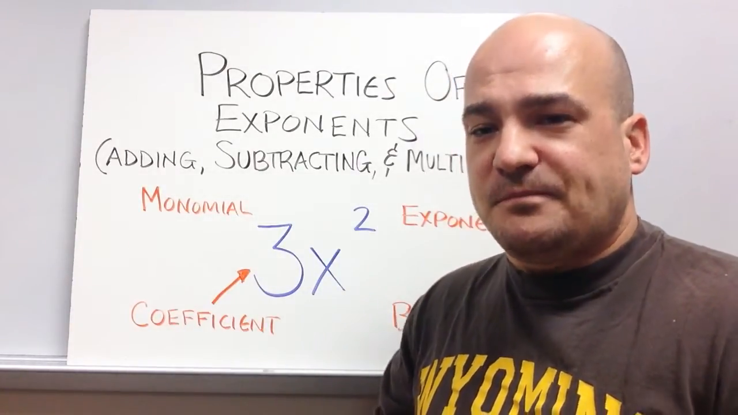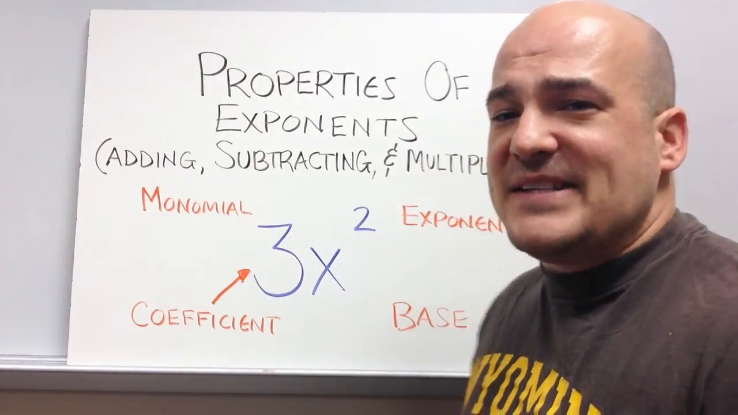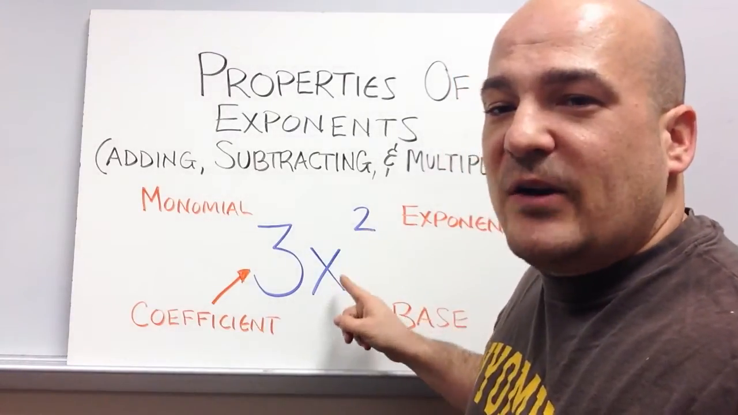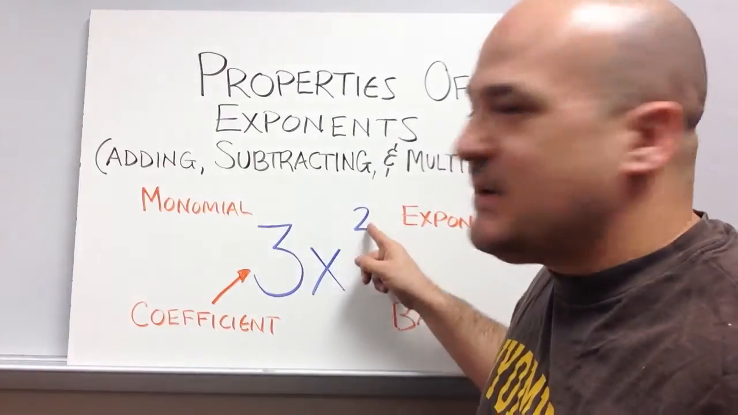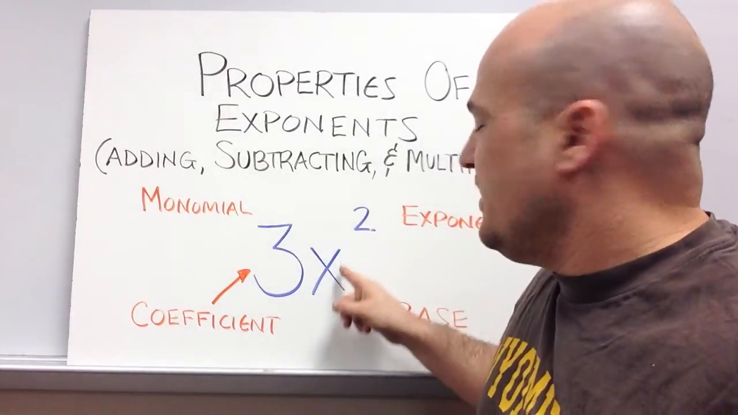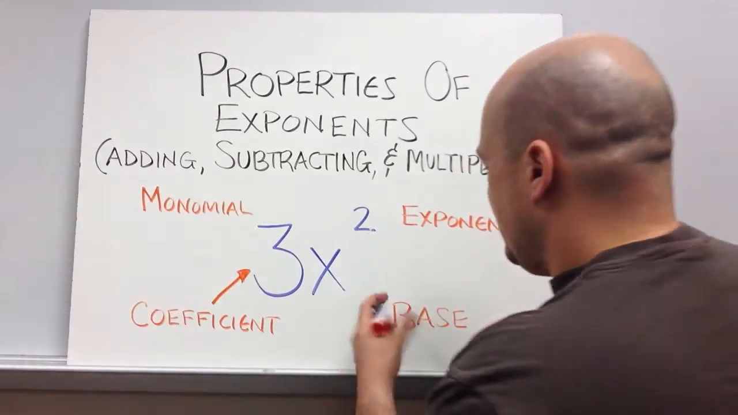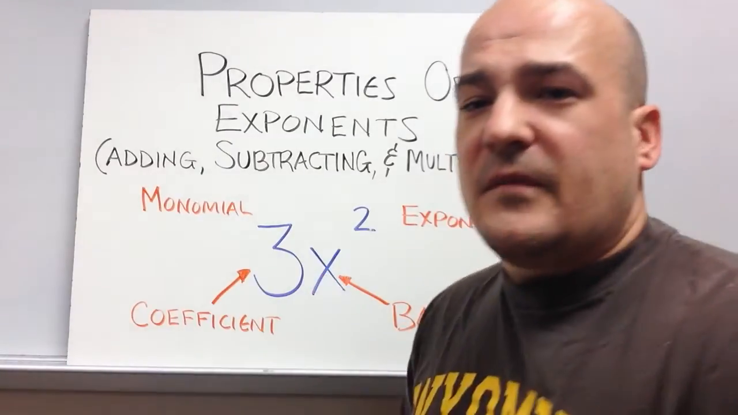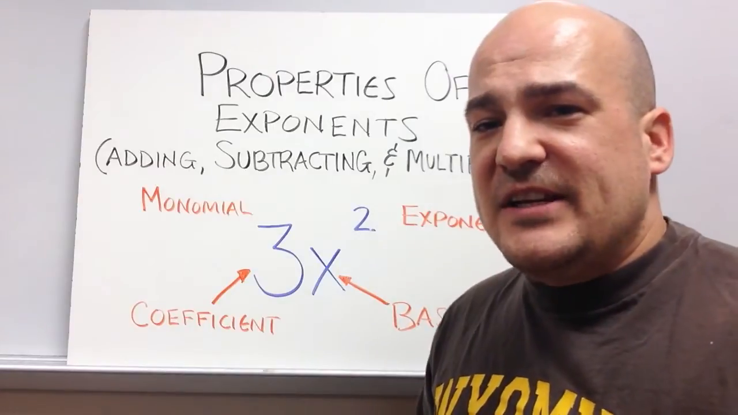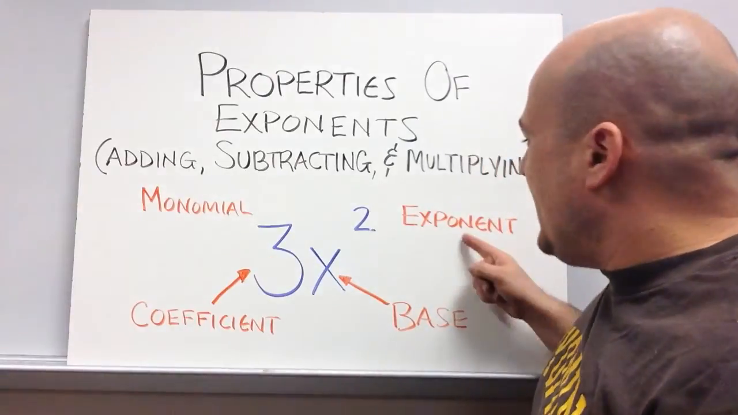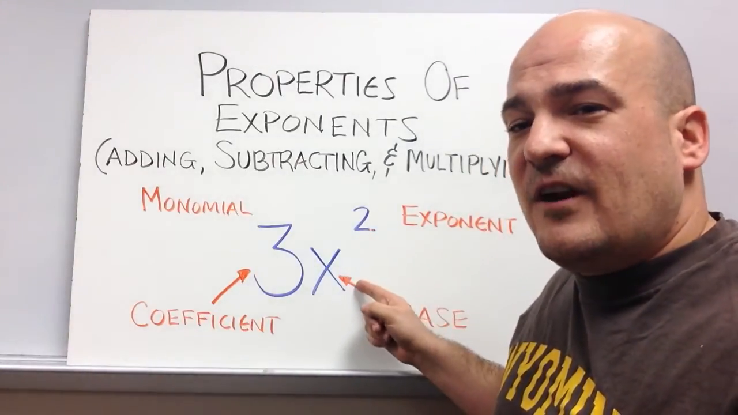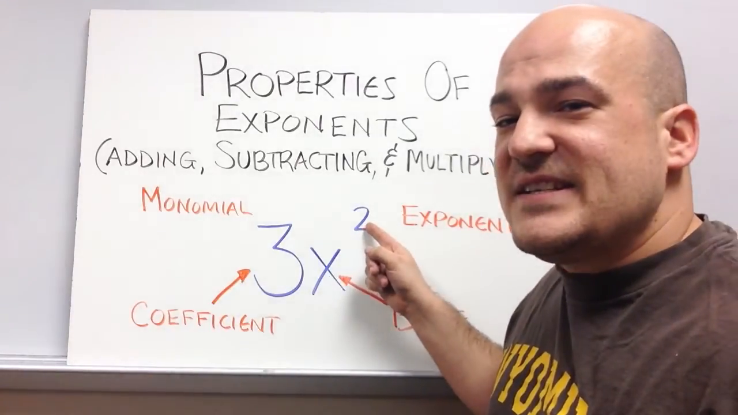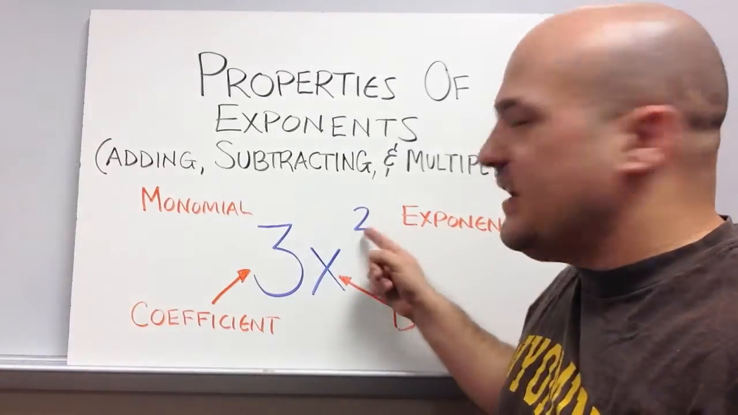That's the coefficient. Next, we want to talk about the base. The base is the number that's being raised to a power. In this case, x is the one that's being squared, x squared, so x is the base. Another term that we need to clear up is exponent. Your exponent is the number that your base is being raised to. In this case, x is being raised to the second power, so my exponent is 2.